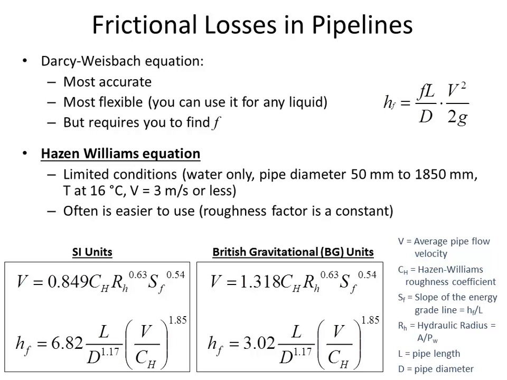If you know the slope of the energy grade line, S sub F, let's say because you know the head loss that there's going to be, and you know the length of the pipeline. And why would you know what the head loss is going to be? Well, you know what the head loss is going to be if you know that there's some elevated tank, and you know the elevation, and then the water was running out of some open faucet. The head loss is going to be the elevation difference, essentially.